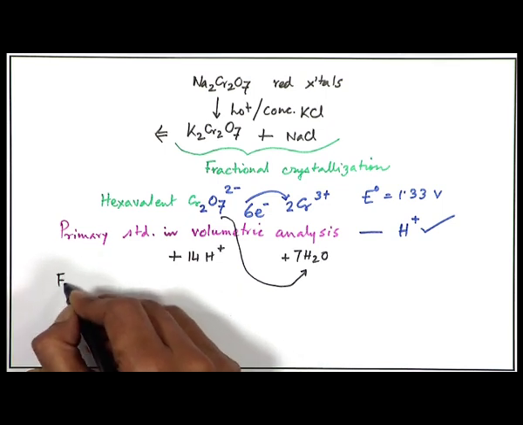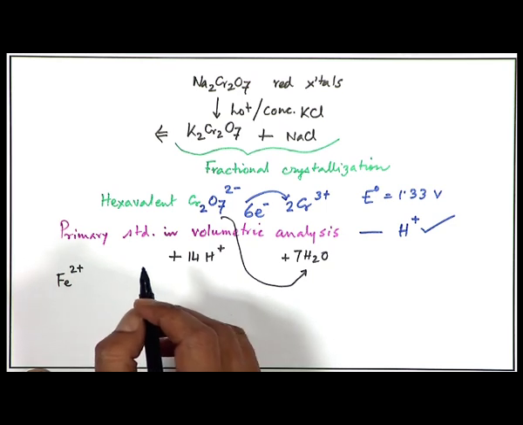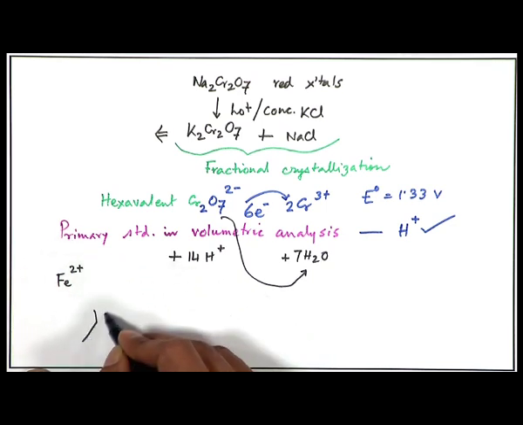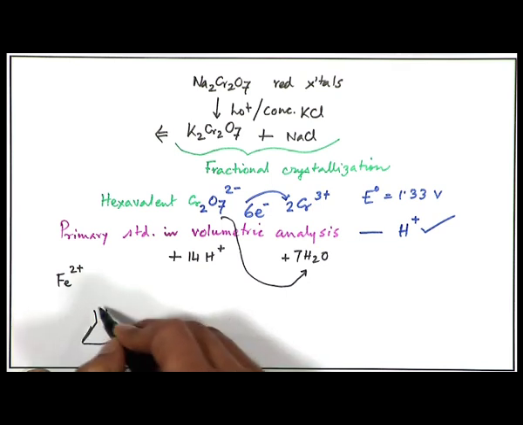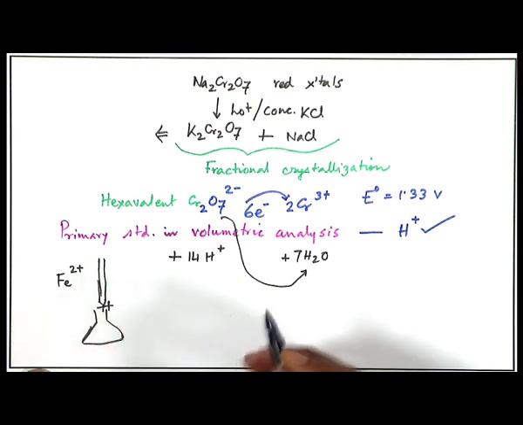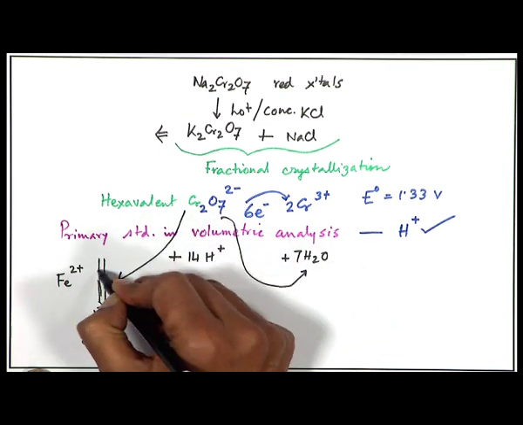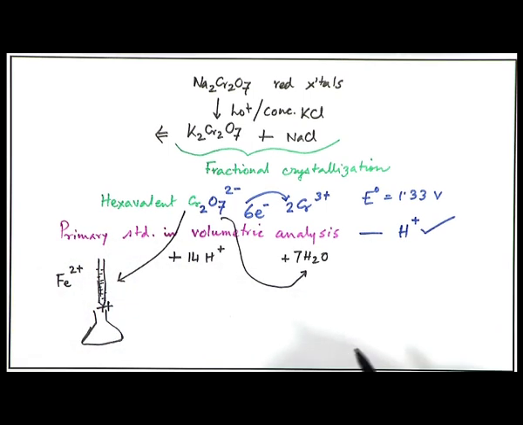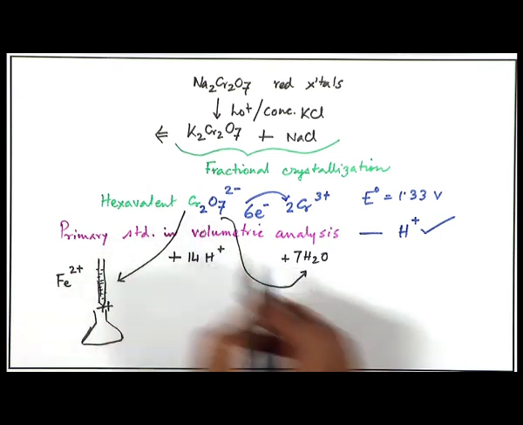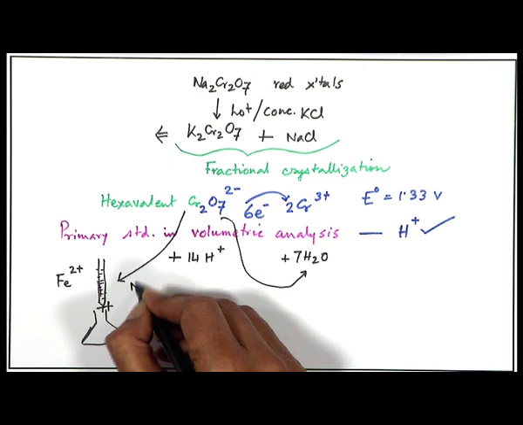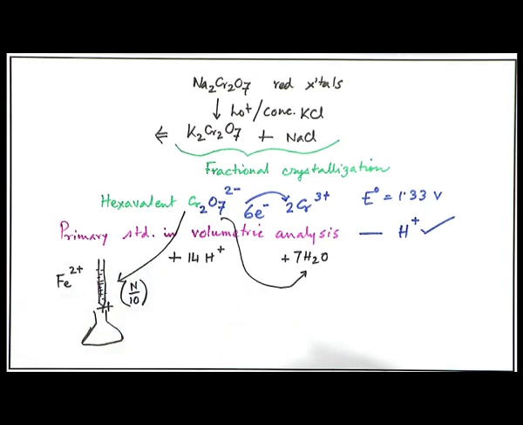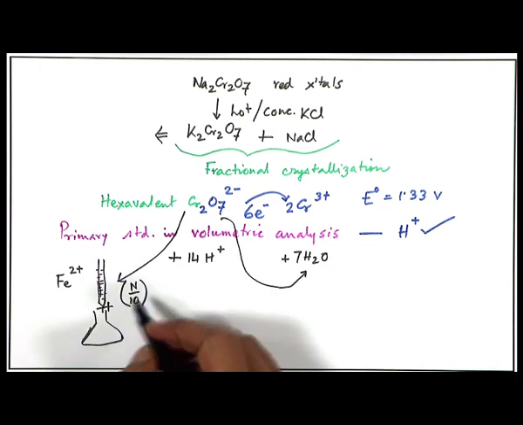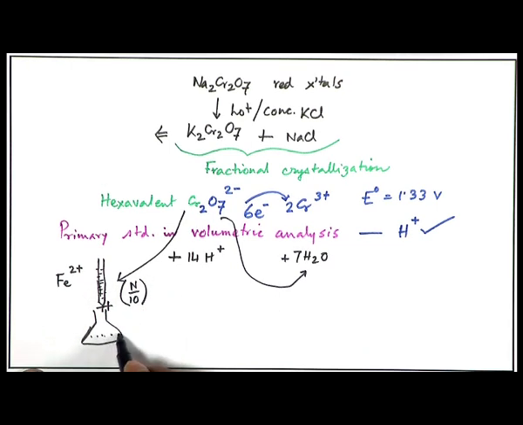If your unknown solution contains Fe2 plus, we can take it in the conical flask and titrate it with dichromate, which we have in the burette. So, we get the corresponding titration. The dichromate is there with some known concentration, say N by 10 dichromate solution. We can use the N by 10 dichromate solution to identify the corresponding unknown solution of iron.